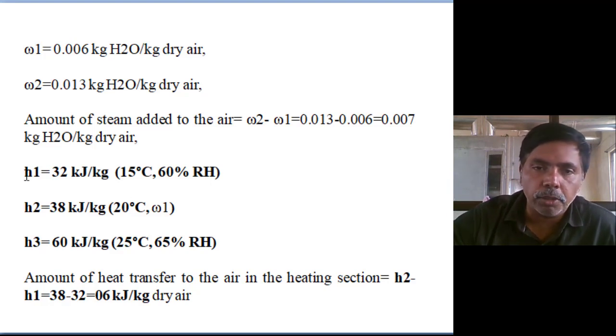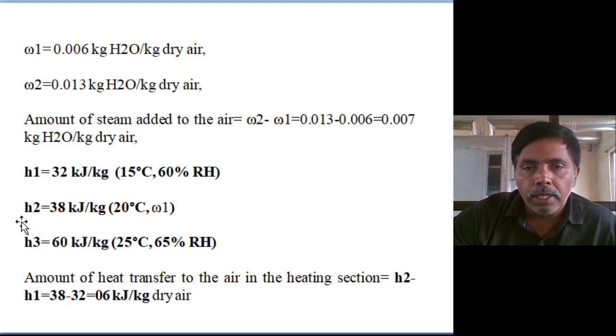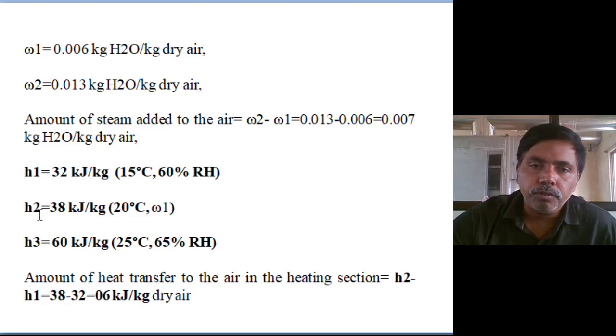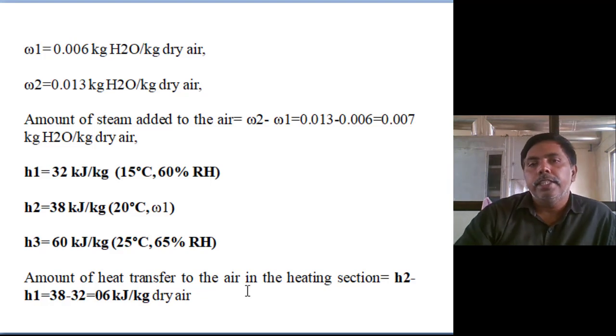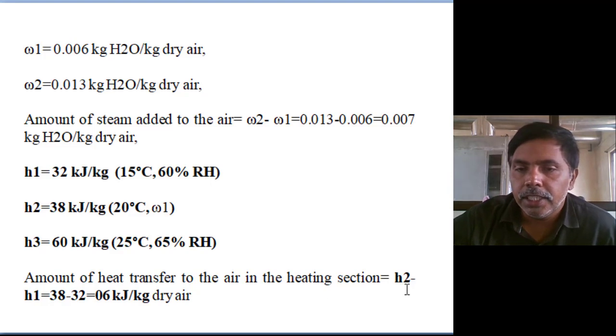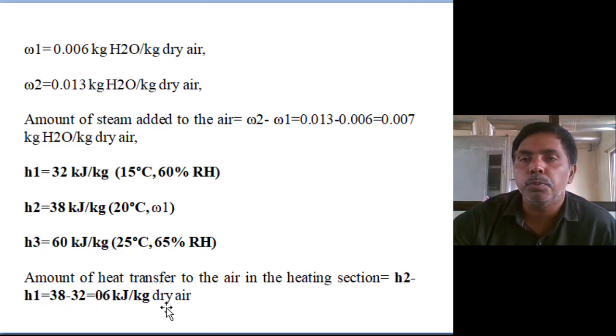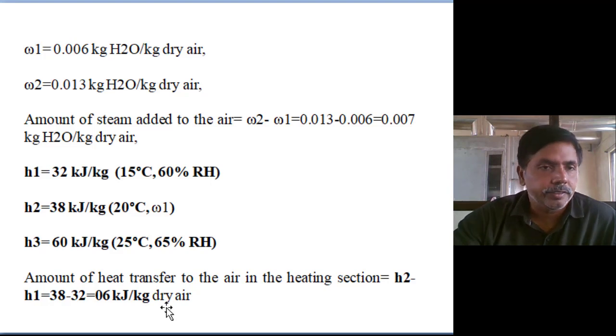Next, coming to the enthalpies. Initial enthalpy at 15 degrees and 60% relative humidity is 32 kilojoules per kg. After sensible heating, the enthalpy is 38 kilojoules per kg. After heating and humidification, the enthalpy is 60 kilojoules per kg. The amount of heat transferred to the air in the heating section is H2 minus H1, 38 minus 32, which is 6 kilojoules per kg of dry air.